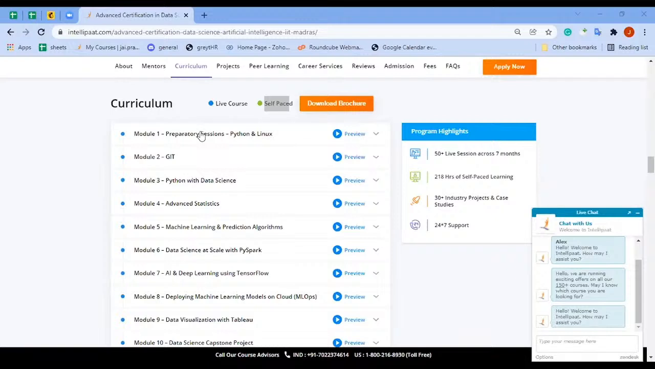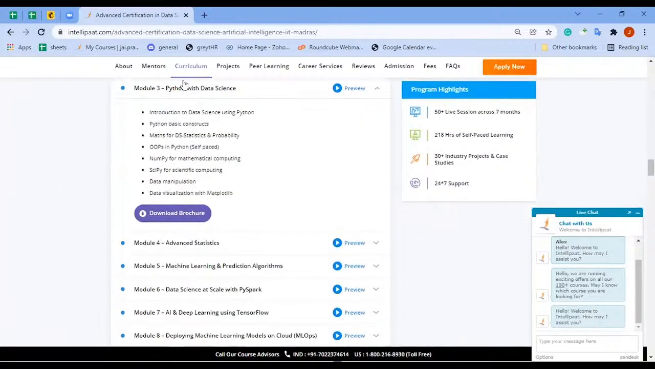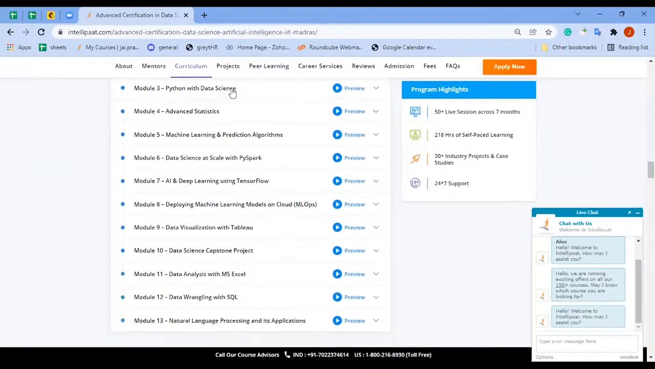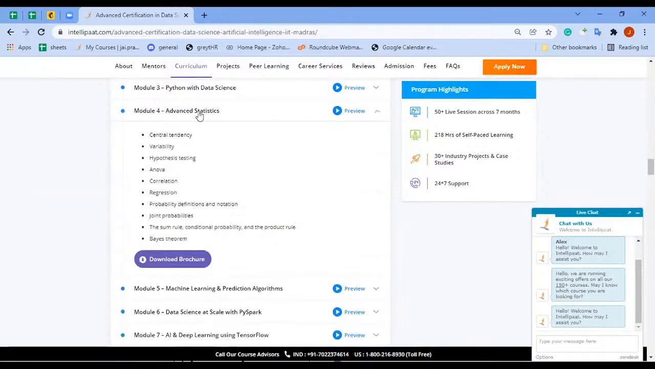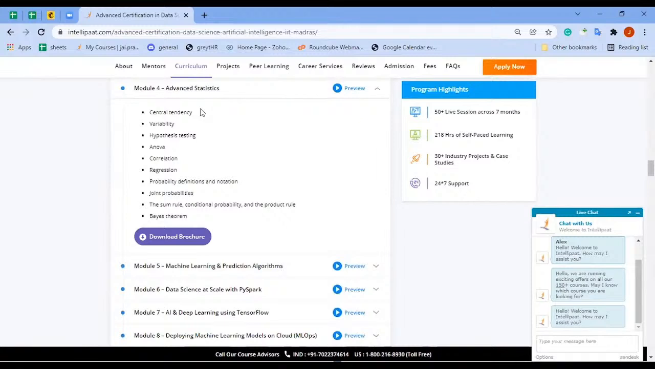Module number three is Python for data science. Now, why again Python? Why are we stressing so much on Python? Because Python is the most trending and the most popular programming language in today's world. Almost 80% of organizations are using Python as a programming and analytical tool. And the benefit of learning Python is that it is very easy to understand from a syntax point of view. It is not as tough as Java or any other language. All the libraries of Python will be covered here, like NumPy, OOPs concepts, SciPy, in depth.